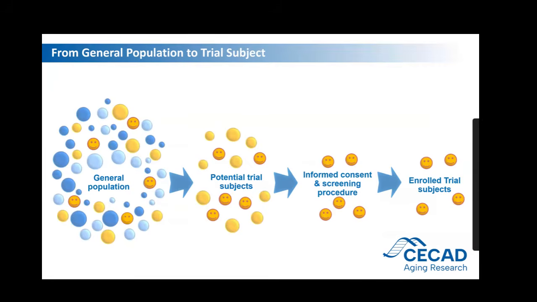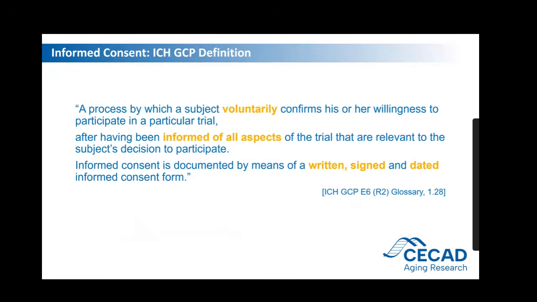So we have now identified the potential trial subjects, and now comes a very important part where you have to be very careful in the preparation and conduct, which is the informed consent procedure. In this part of the trial conduct, you actually want to explain everything that's happening to the person and get them to agree to participate in your trial.